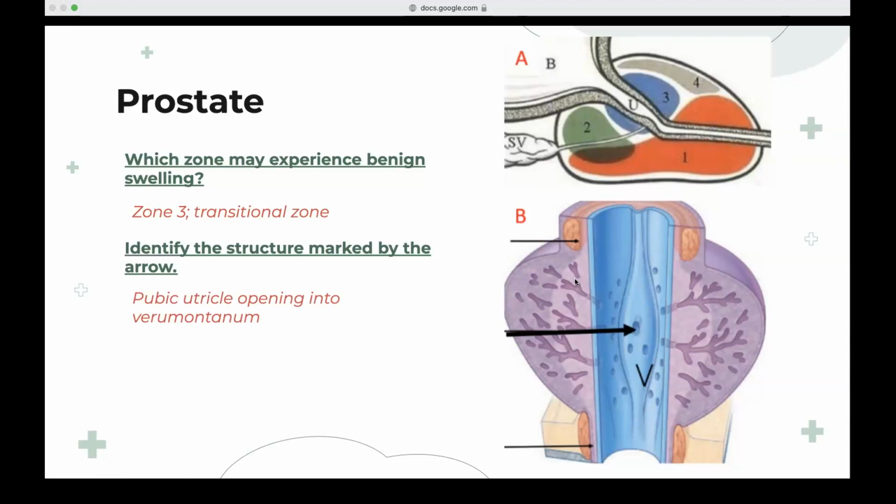Do you know what the condition is called when there's swelling of the transitional zone? It's the common benign prostatic hyperplasia. Exactly. Always suspected in an old man complaining of urination problems. They say they have a problem urinating. It keeps starting and stopping. The first thing you think of is BPH. Okay, and that's it for me.